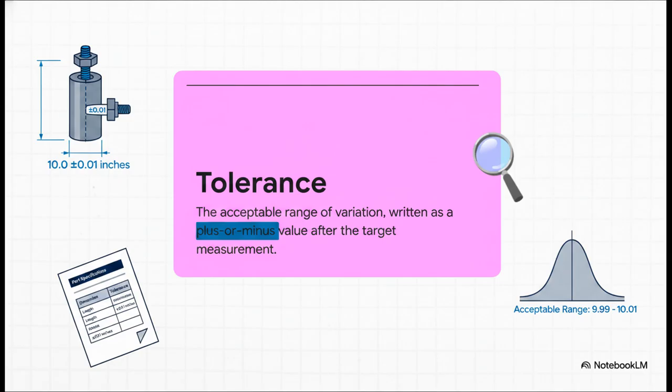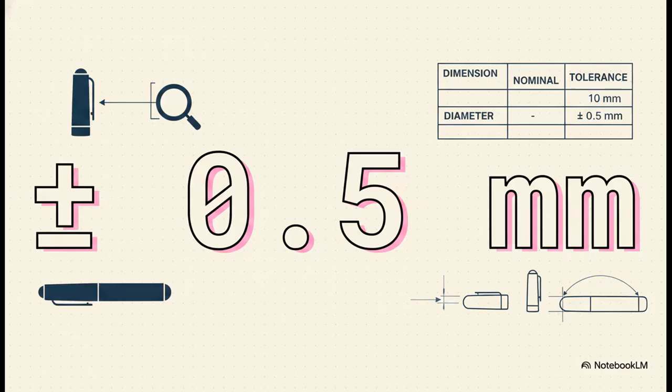You'll see it written as a plus or minus value right after the target measurement. It's basically an engineering acknowledgement that every single manufactured item on planet Earth has built-in wiggle room. Take a look at this number, plus or minus 0.5 millimeters. That's a relatively loose tolerance. It represents the acceptable variation for something simple, like the diameter of a plastic pen cap. It perfectly fits an everyday, low-stakes item.